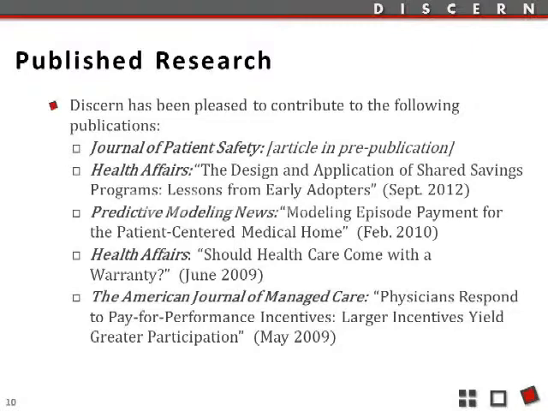Here is a list of our published research, most of which Guy D'Andrea has contributed to. And as a most recent one, well, there's one in pre-publication. The most recent one specifically addressed shared savings programs and was in Health Affairs in September.